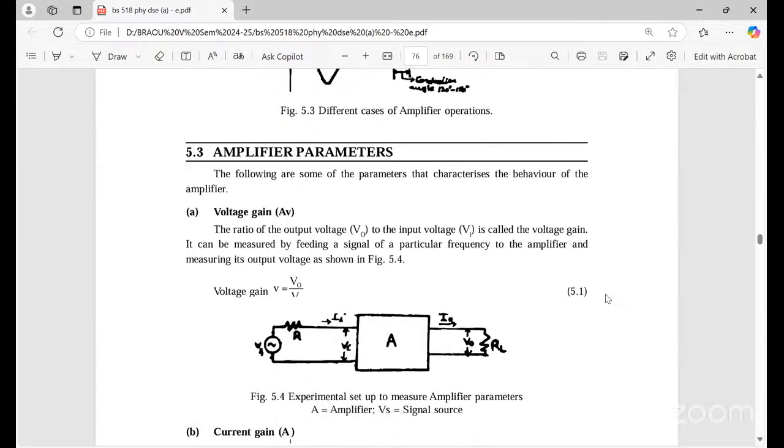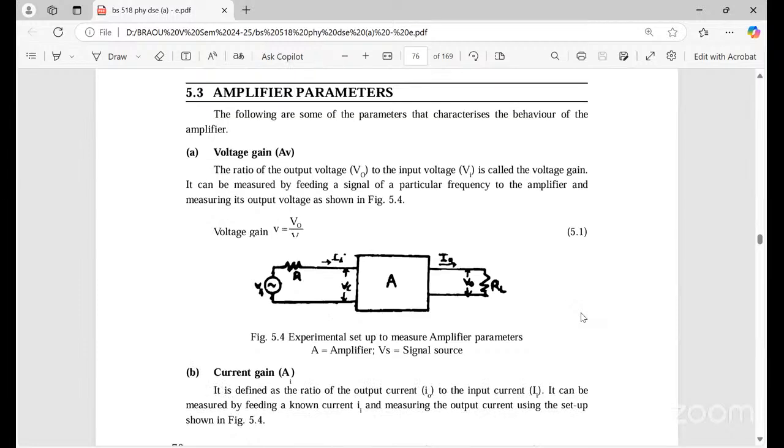Next, amplifier parameters. Some of the parameters characterize the behavior of the amplifier. This is another essay question here. Voltage gain, AV: the ratio of the output voltage to the input voltage, AV equals V0 by Vi. It may be measured by feeding a signal of a particular frequency to the amplifier and measuring the output voltage.